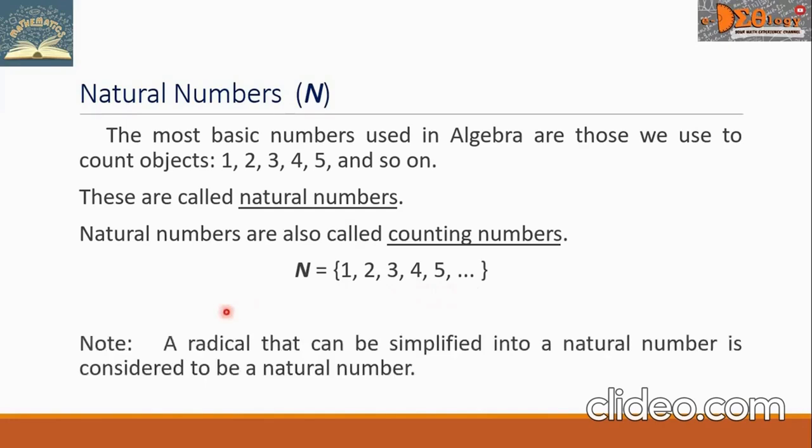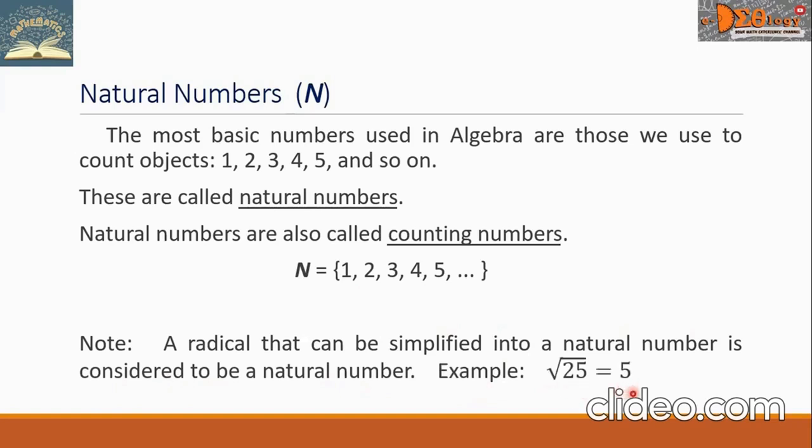Note that a radical that can be simplified into a natural number is considered to be a natural number. Example, the square root of 25 can be simplified into 5. So this is a natural number.